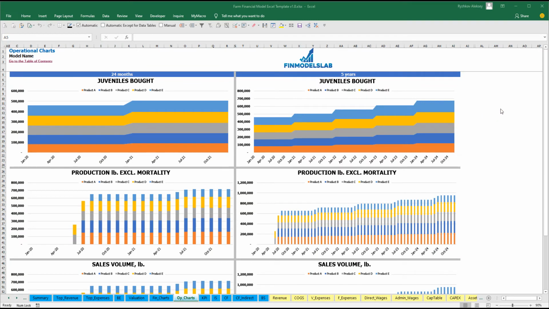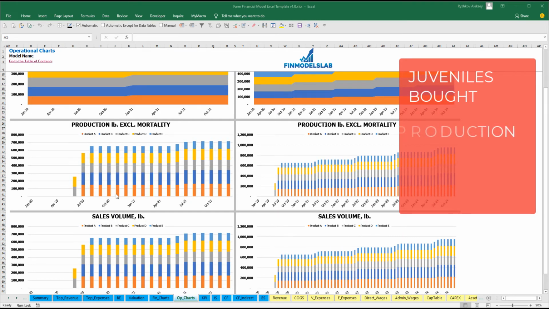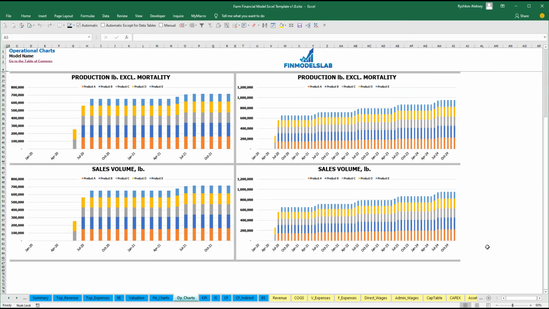On the operational charts you may see two sets of charts with the main operational KPIs. On the left side you may see 2 years broken down by months, and on the right side you may see the 5 years broken down by months. On the top set of charts you may see the juveniles bought. The next set of charts will show you the production in pounds excluding the mortality rate, also by months for 2 years and for the 5 years. And the last set of charts will show you the sales volume in pounds broken down by products for 2 years and for the 5 years broken down by months.